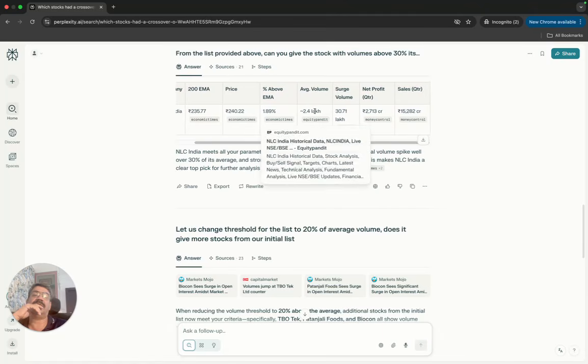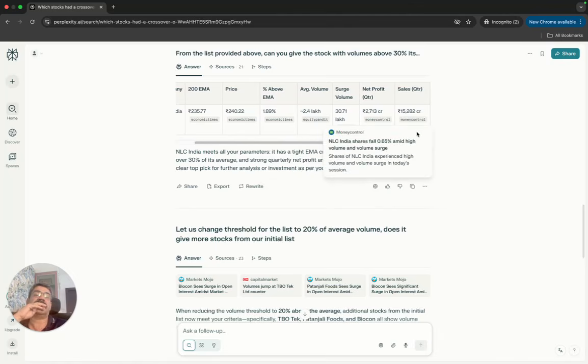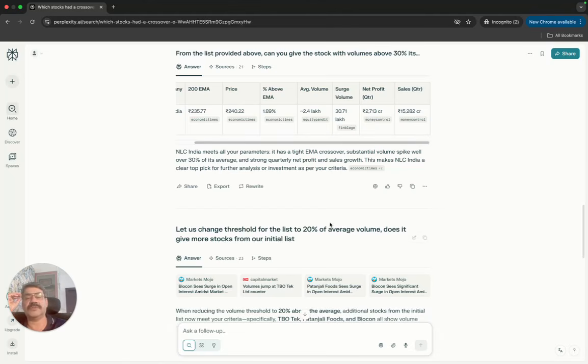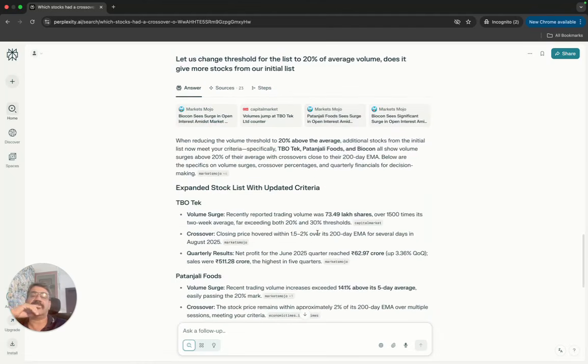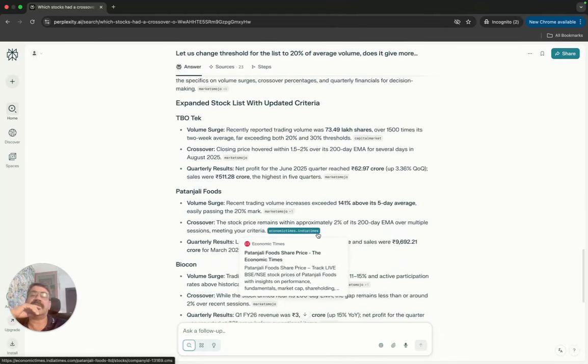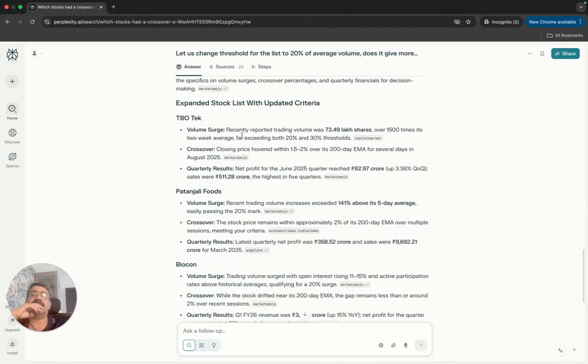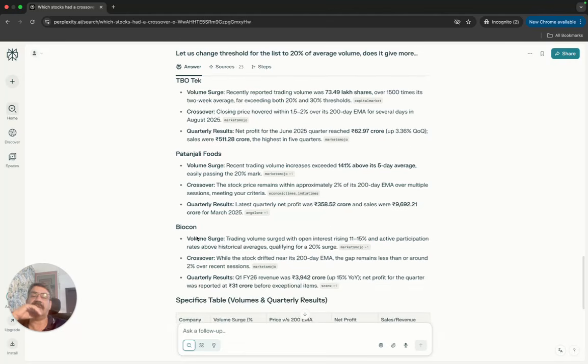The average volume is pretty good. And the net profits have moved to 2,713 crore, and sales is, so it is not really indicating how much is the growth in percentage. So yes, it is trying to indicate that yes, TBO, Stock Tech is there, Patanjali is there, Biocon is there.